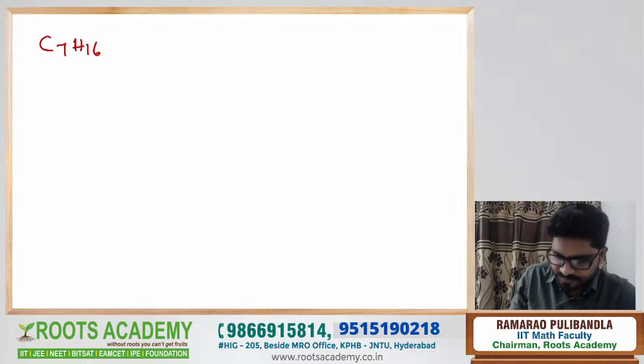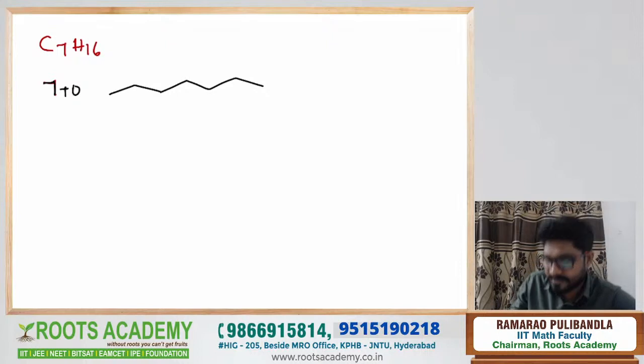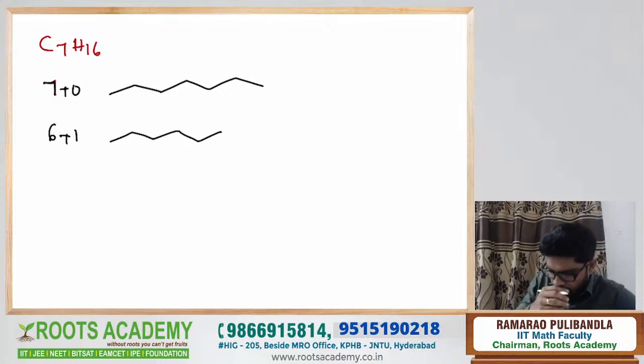C7, then C. The first one is, as usual, 7 plus 0. I'm keeping 7 carbon atoms the same. Next, 6 plus 1, guys. We can keep a methyl here once. This is 2-methyl-hexane.